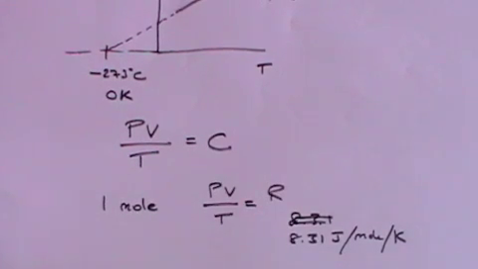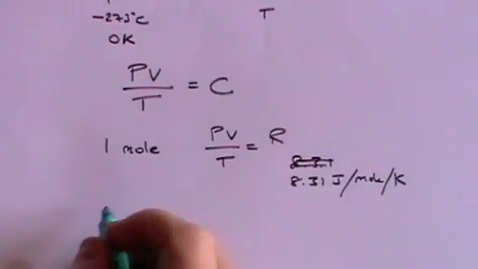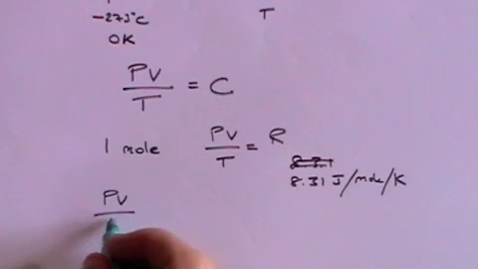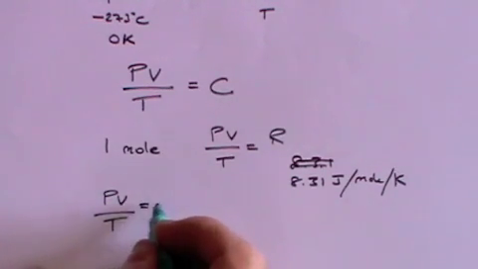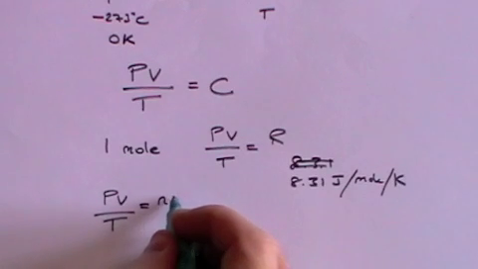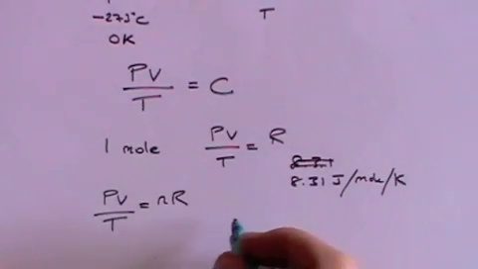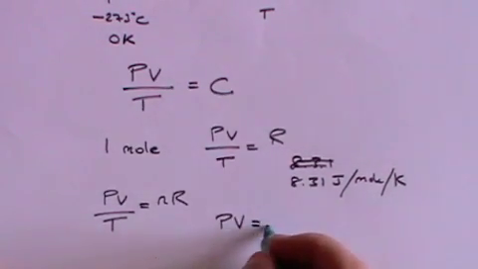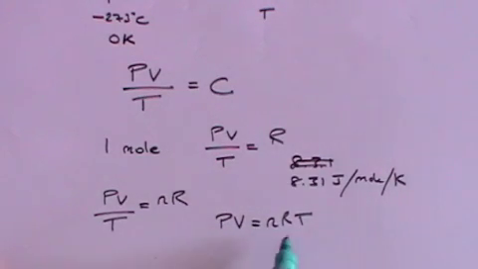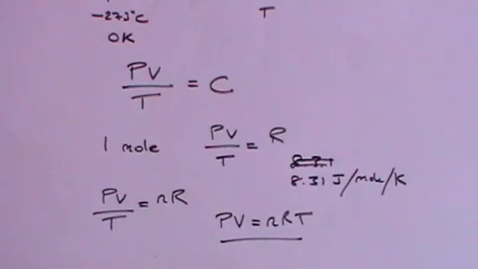If you have n moles of the gas, then PV over T will equal n, which is the number of moles, times R, which is the molar gas constant. And if you rearrange that formula, you get that PV equals nRT. And that, as I've said before, applies to an ideal gas. So what is an ideal gas? Well, it has several qualities.